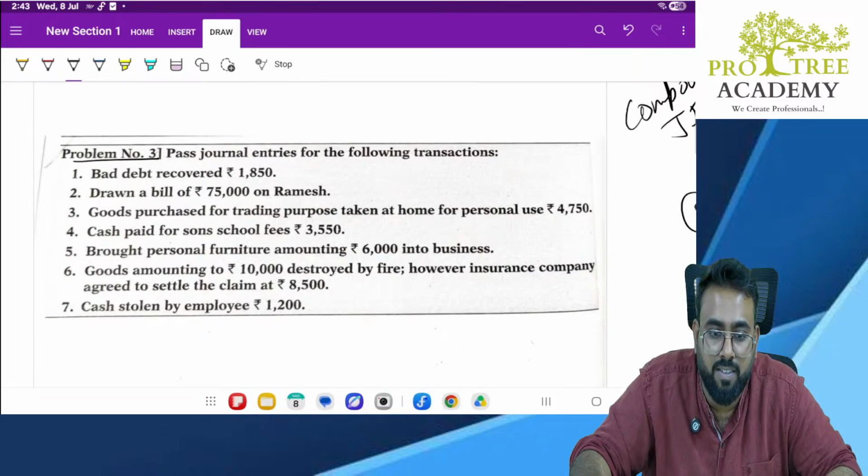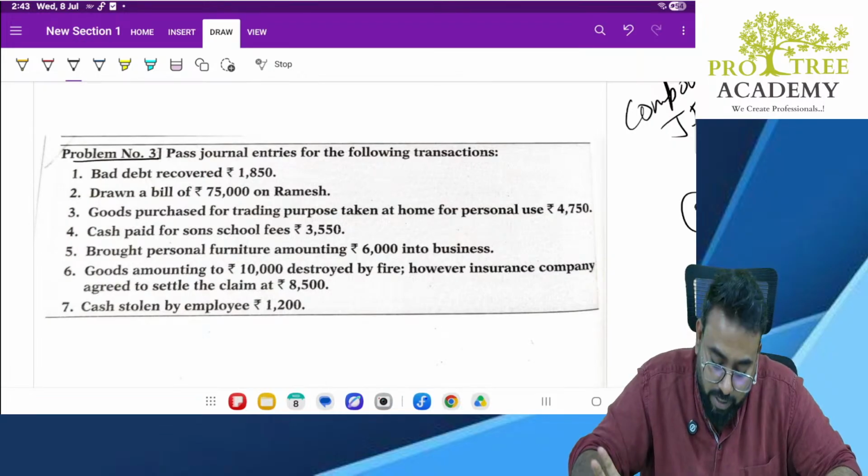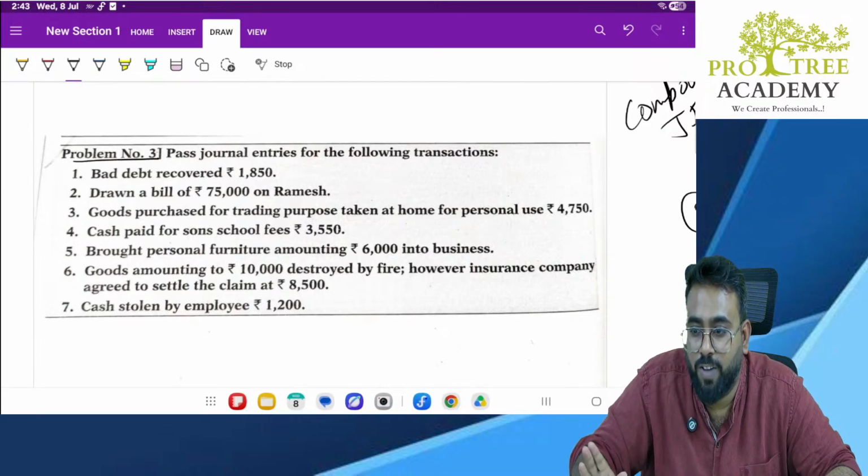Second, and one more thing. However, the insurance company agreed to settle 8,500. Don't record this as a combined transaction. You will get confused. Record two separate entries.